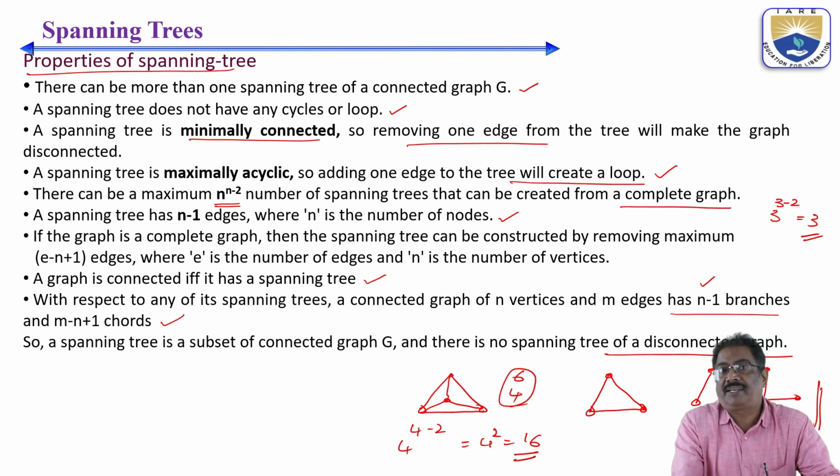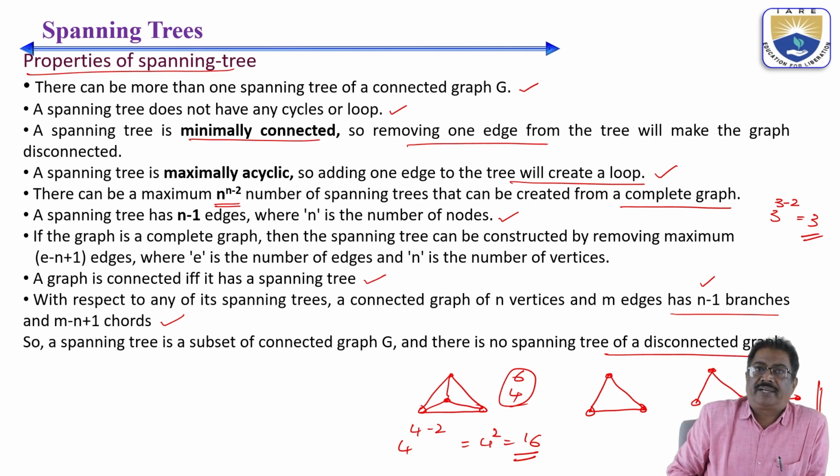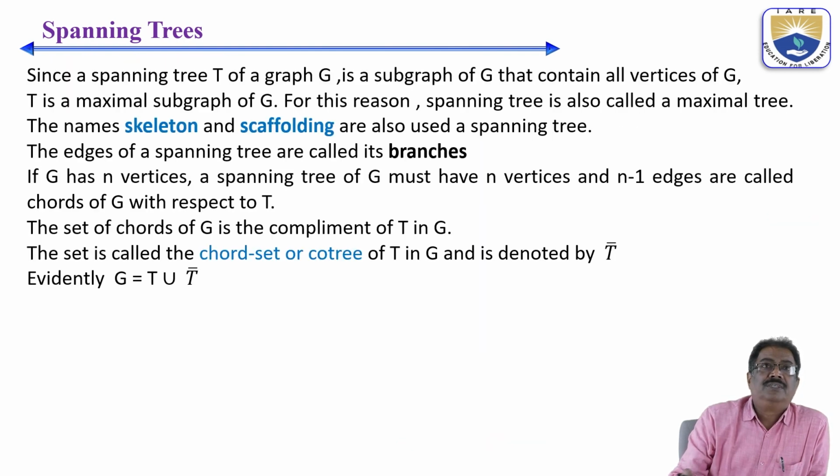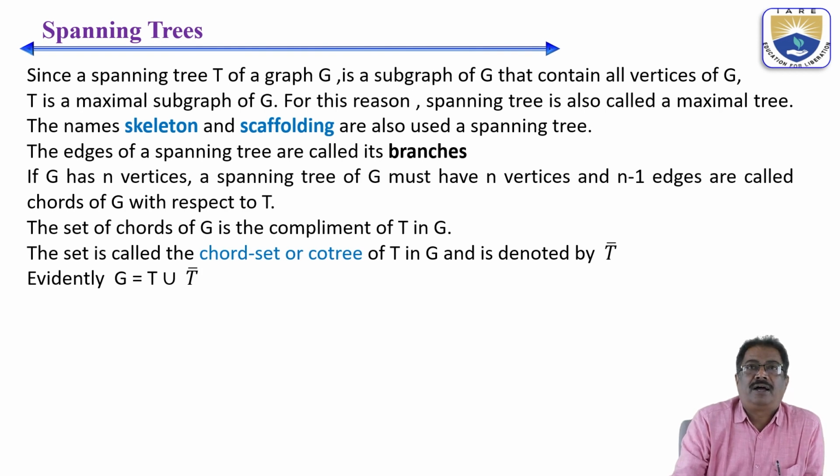So a spanning tree is a subset of a connected graph G. There is no spanning tree which is a disconnected graph. Now let us go on to what is meant by branches, what is meant by a chord, and what is meant by a chord set.